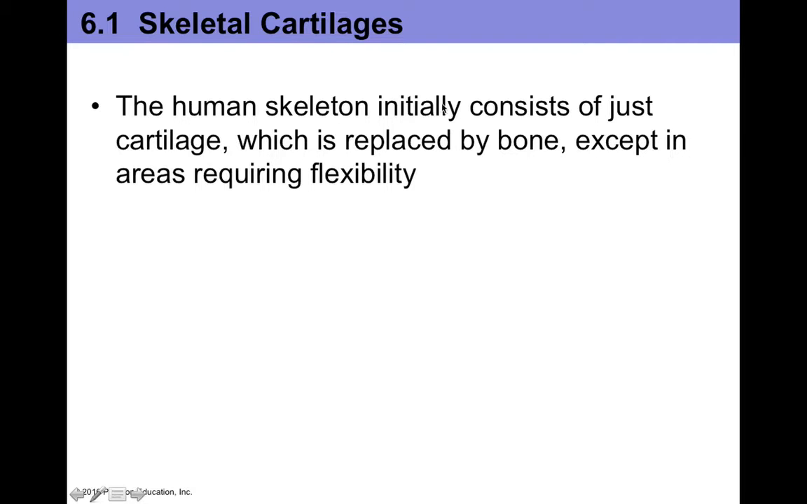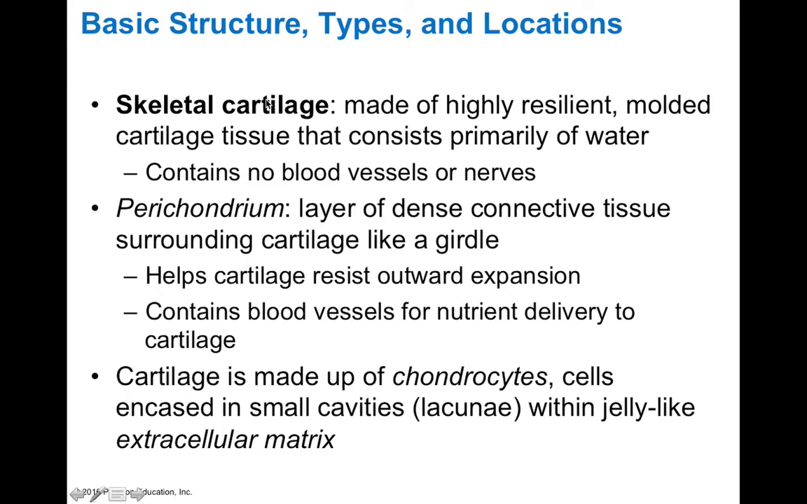And you find this in most bones of our body, except for areas that require flexibility. An example of this would be your rib cage, where the cartilaginous portion anteriorly of your rib cage remains cartilage even after birth. Now, skeletal cartilage is made of highly resistant molded cartilage tissue that consists primarily of water. You don't find any blood vessels or nerves here, so it doesn't bleed, nor is it painful.